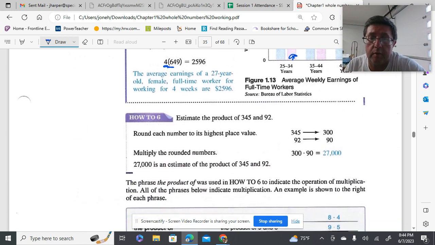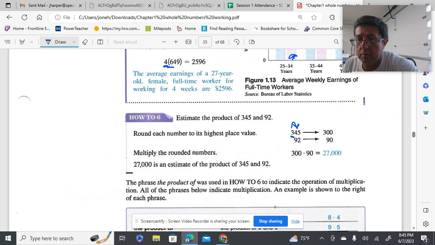So, estimate the product of 345 and 92. Now, estimate, it's going to want you to bring them down. So, like right here, it shows 345. You can take this 3 and look at the number to the right. So you want to look at that 4. That 4 is less than 5, so you're going to round down. And when you round down, you just put zeros. So you put a 3 and then 0, 0.